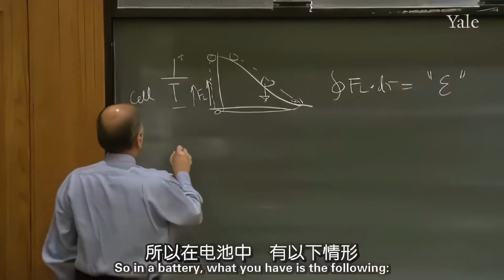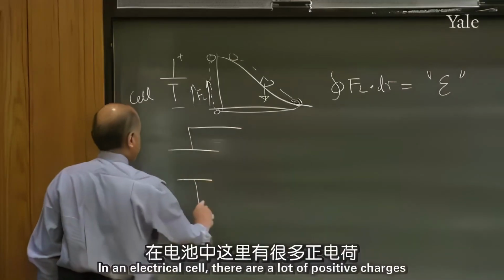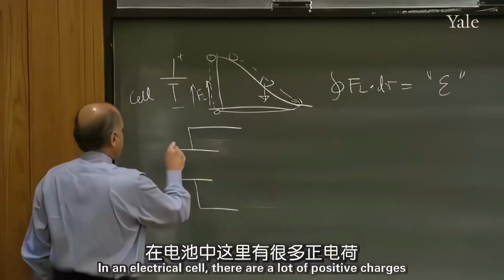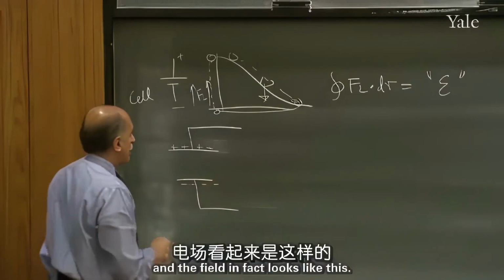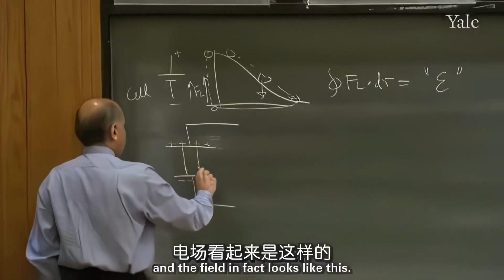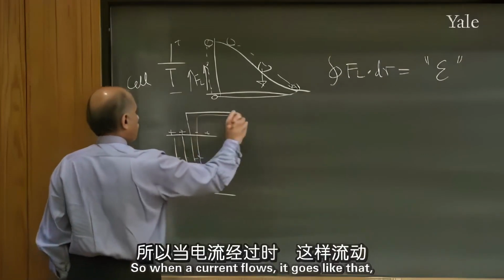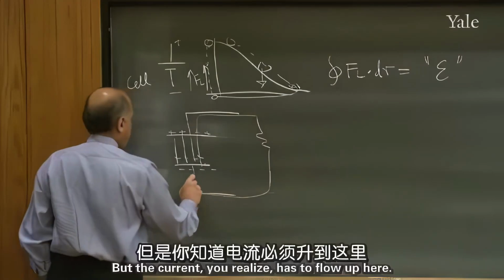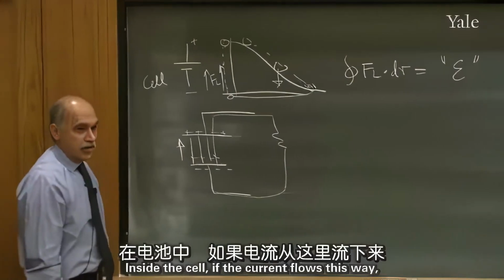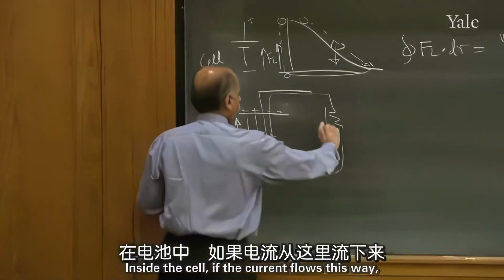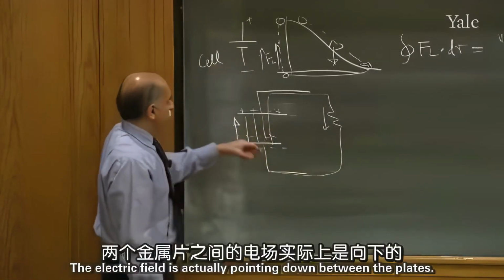So in a battery, what you have is the following. That's where you have to follow this very closely. Here's an electrical cell. In an electrical cell, you have a lot of positive charges, there are a lot of negative charges, and the field, in fact, looks like this. So when a current flows, it goes like that, goes through a resistor, comes down, but the current, you realize, has to flow up here. Inside the cell, if the current flows this way, the current has to go like this. The electric field is actually pointing down between the plates.